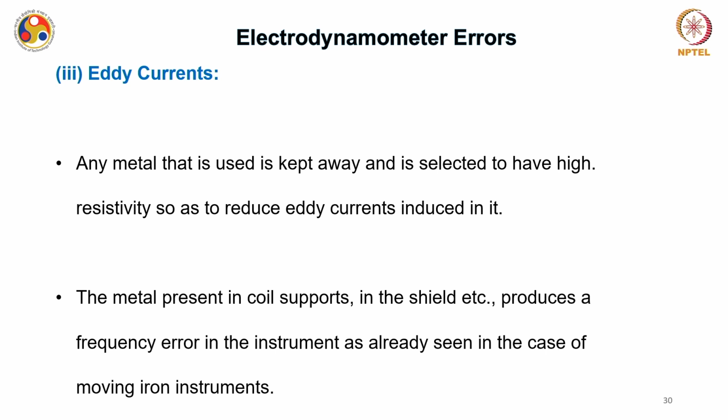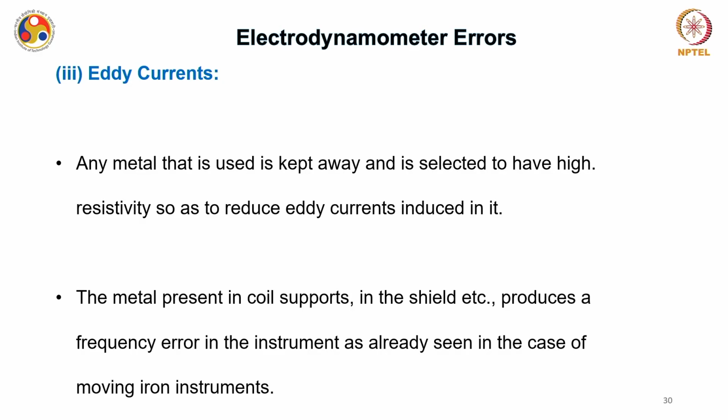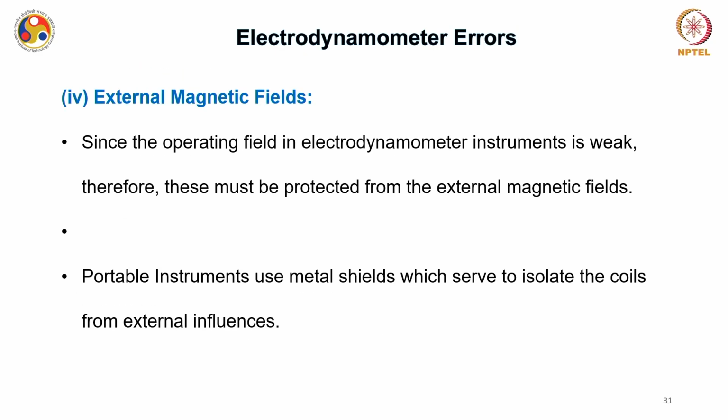Any metal that is used is kept away and is selected to have a high resistivity so as to reduce the eddy current induced in it, and this is the only way to reduce eddy current induced errors in electrodynamometers. The metal present in coil supports and in the shield produces a frequency error in the instrument, as already seen in the case of MI instruments.